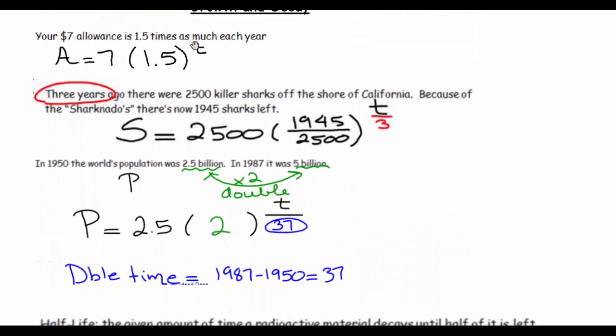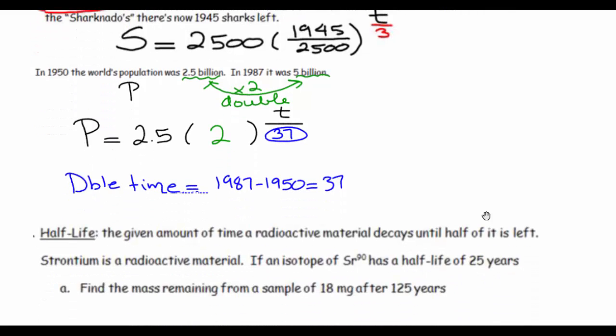Okay, so the exponent t is a variable, and over here the allowance depends on t. Here the number of sharks depended on time, and here a population depended on time. And if we notice in the denominator of the exponent, that's how often things double. Here it happens every 3 years where the shark population seems to decay. We also talked about half-life, and typically those are questions that come up on evaluations as well.